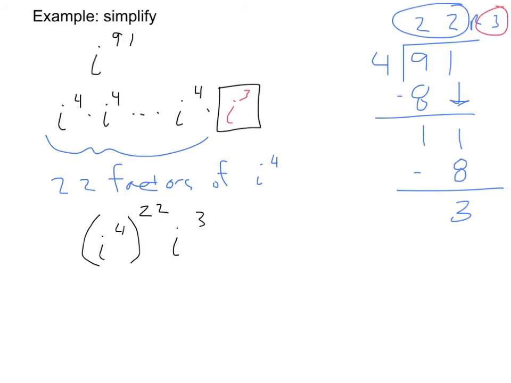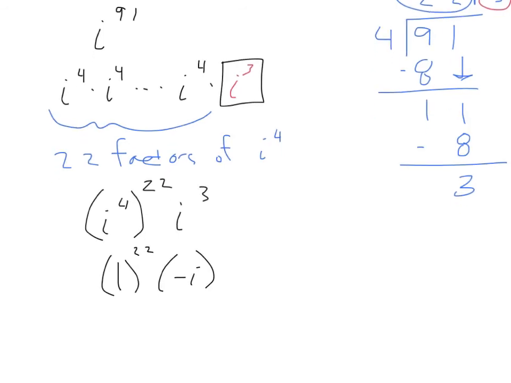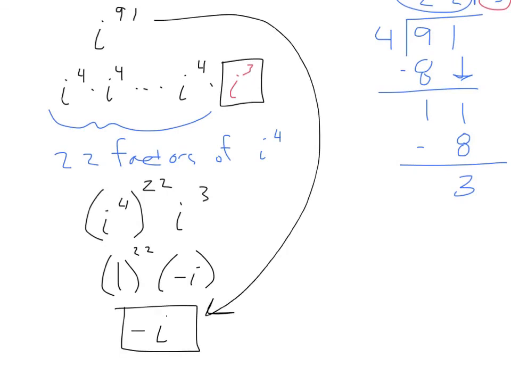The last thing we can do is say, well, I know that i to the fourth is 1, so I have 1 to the 22nd power. I know that i to the third is -i, and so that means that my final answer here simplifies down to just -i. So i to the 91st power is -i.